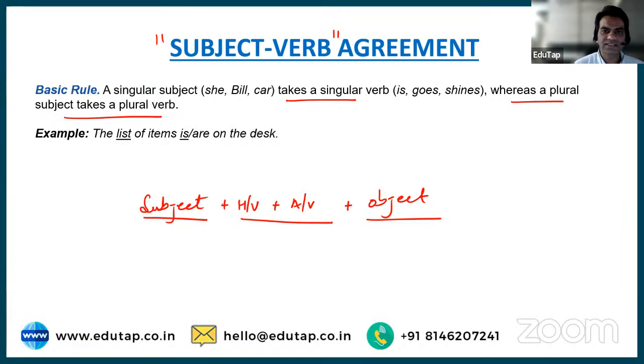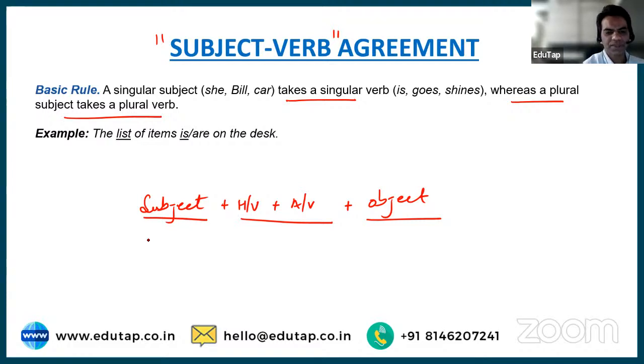But these sentences, you obviously know, stand out. We are talking about the sentences that you are going to face in the exam. So 99% of the questions you are going to face in the exams would be put down in this sequence: subject plus helping verb plus action verb and then object.